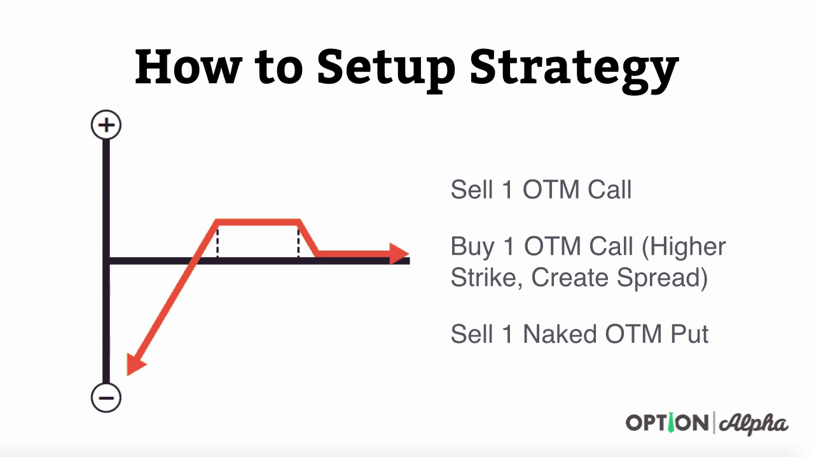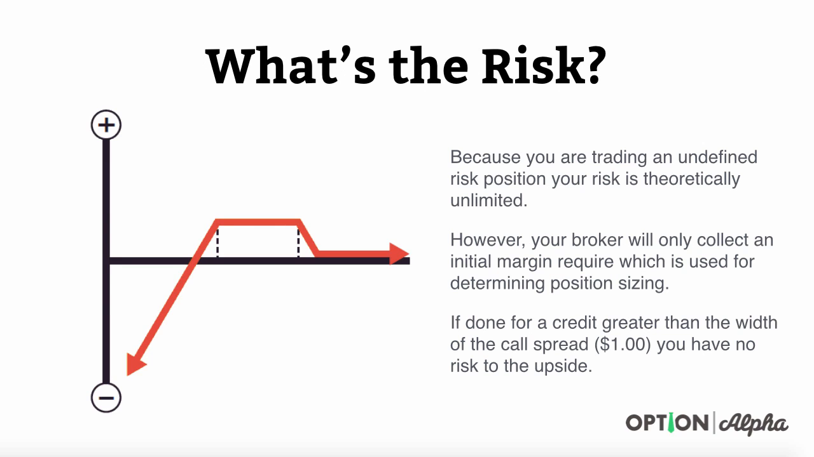The first thing we're going to do is sell an out of the money call at a very high probability of success level. And then we're going to buy an out of the money call at a higher strike and create a credit spread. So the first block of this strategy is selling a credit spread at a high probability of success out of the money. The next thing that we're going to do is go down below the market and sell a naked out of the money put option well below the current stock price.